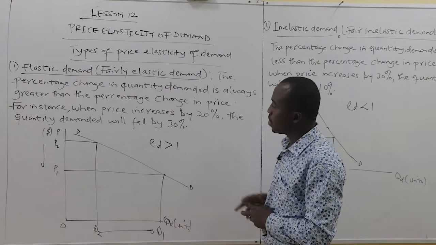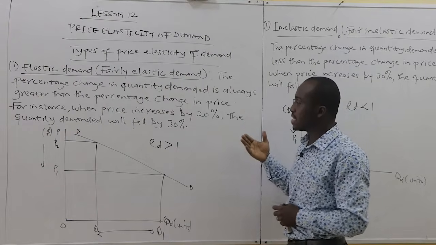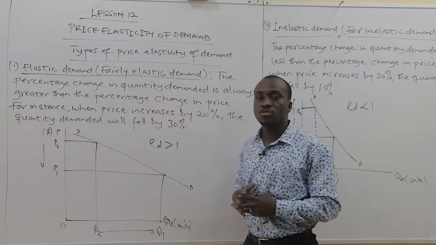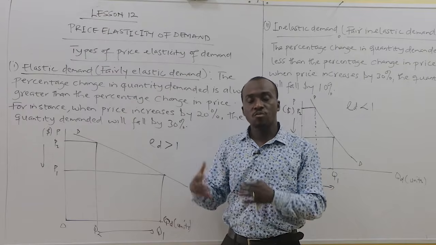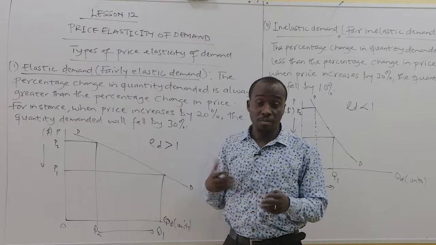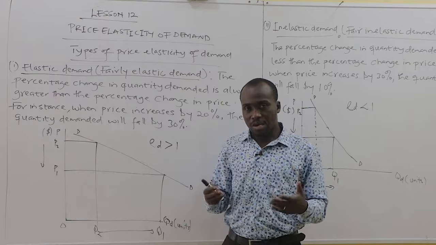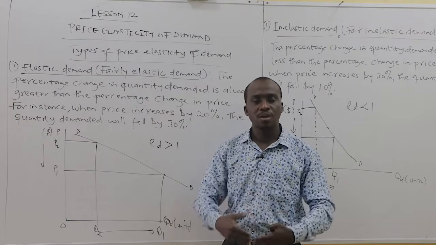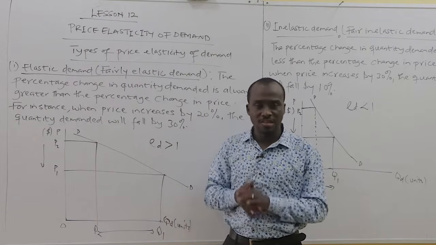For instance, when the price of the commodity increased by 20%, the quantity demanded will fall by 30%. In that case, what do you see? It means that whenever there's a change in price, the change in quantity demanded is higher than the change in price. If the commodity price falls by maybe 10%, demand will increase maybe by 40 or 50%. In other words, it means that the commodity is highly sensitive to changes in price. The slightest change in price will bring about a large change in demand.